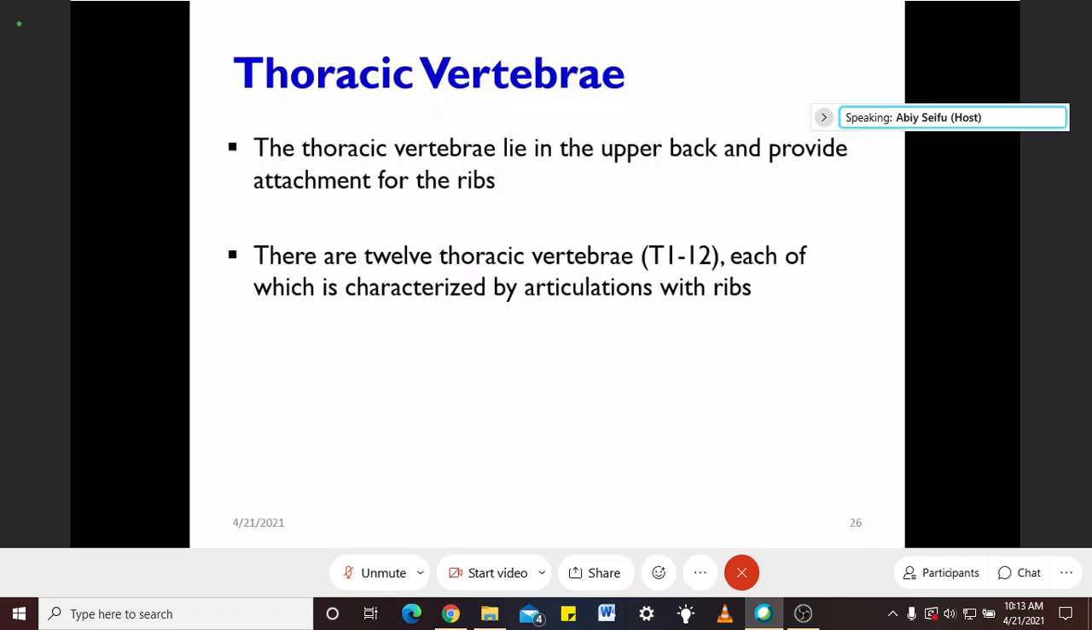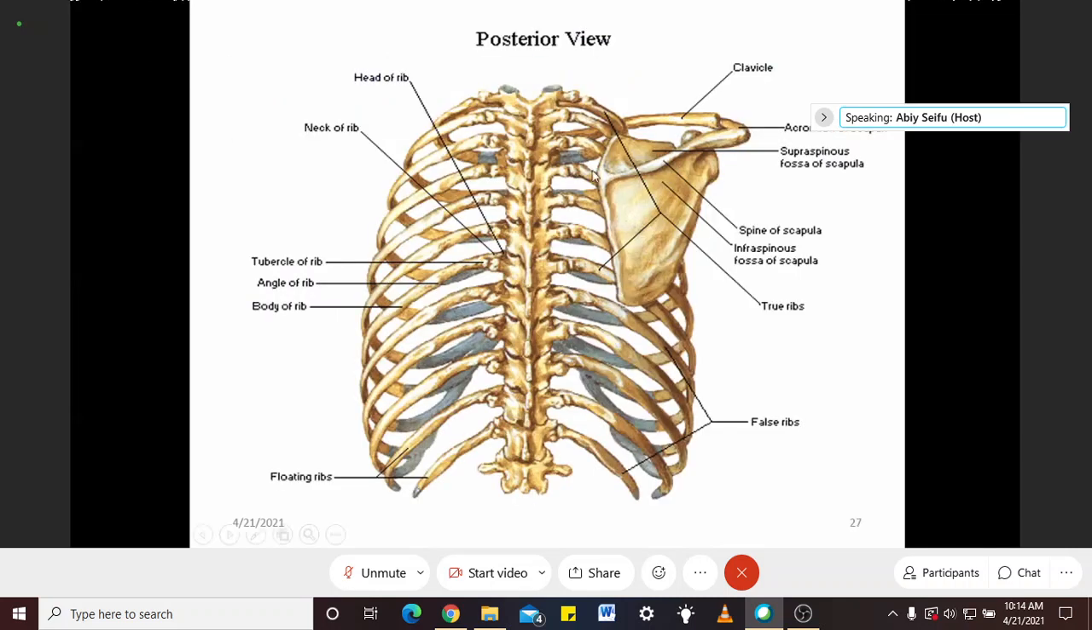There are 12 vertebrae, and they are numbered from superior to inferior as T1, T2, and up to T12. This one is T1, and this is T12. Of course, the ribs are articulated with the transverse process of the thoracic vertebrae and the body, which makes it unique from the other ones.